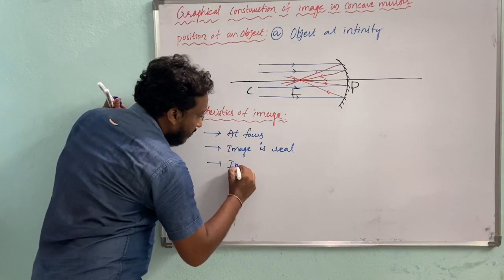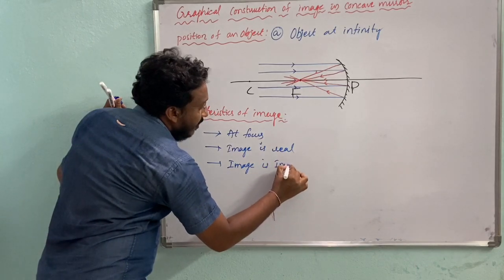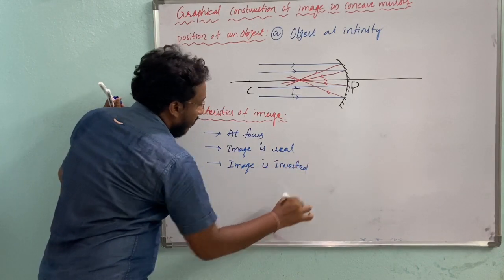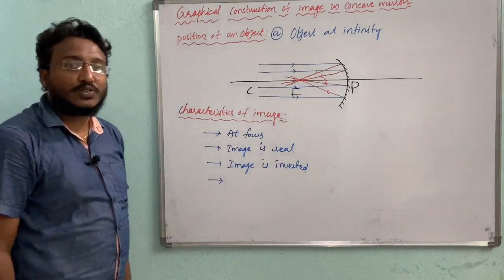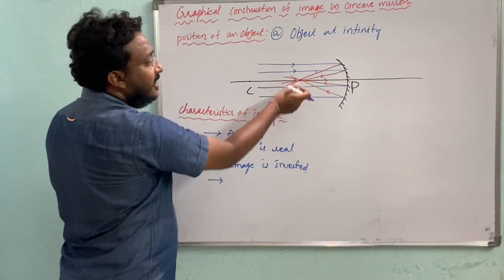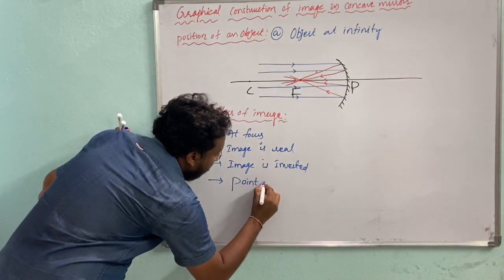Next, real images are inverted. So the image is inverted. Right? Last one, size of the image. What is the size? Point size.